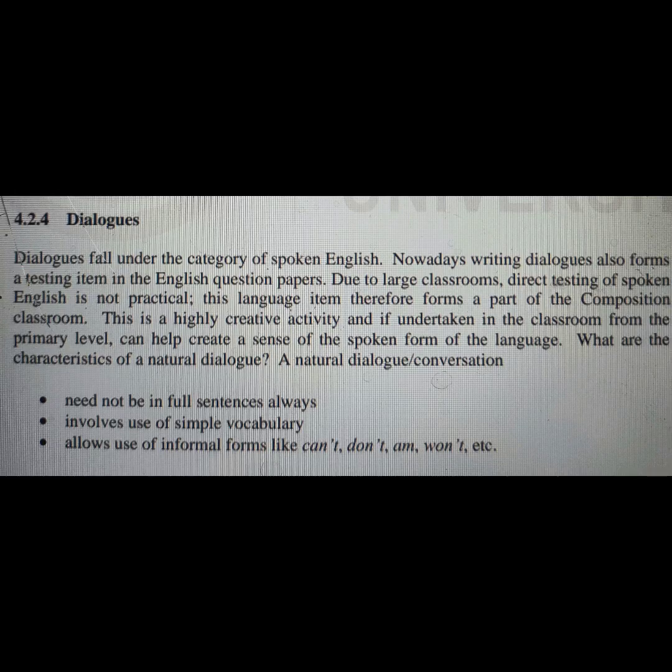This is a highly creative activity, and if undertaken in the classroom from the primary level, can help create a sense of the spoken form of the language. What are the characteristics of a natural dialogue?